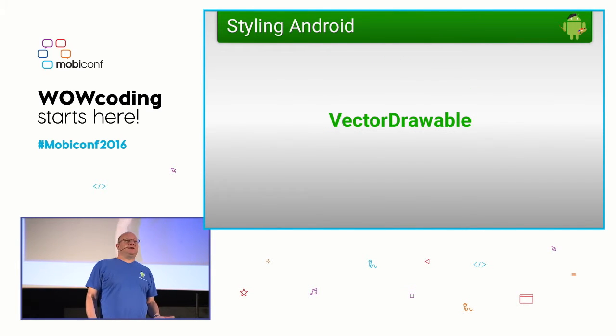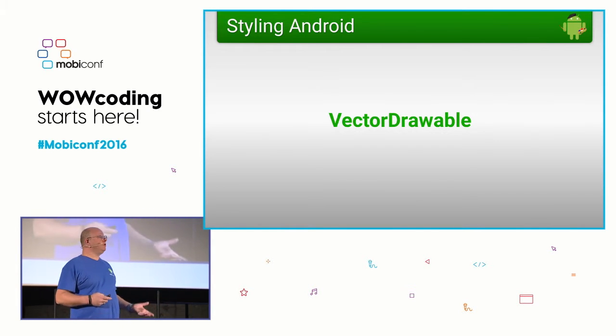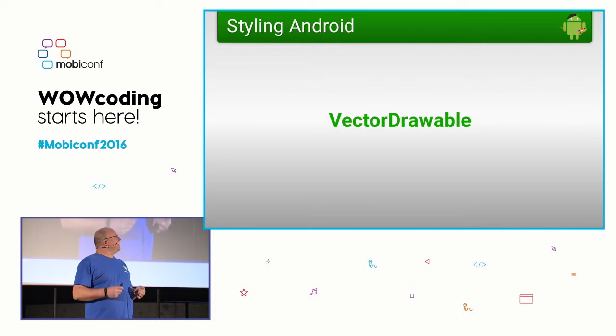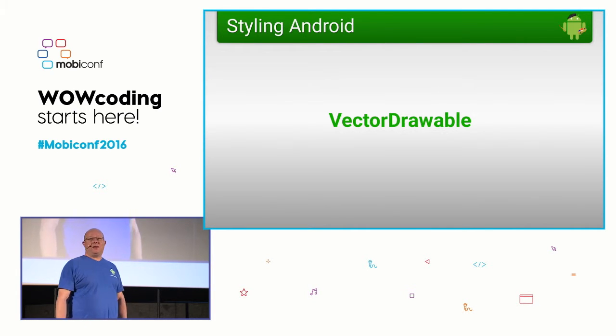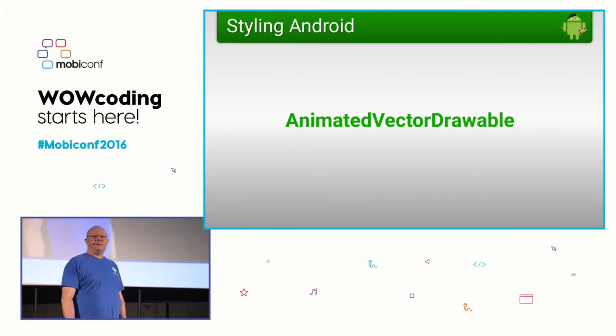So that's the basics of vector drawable. They do require some additional thought because they're a new concept. But when you break them down, they can be quite easy to understand. But I keep using the word animation. And there is another aspect to vector drawable which really excites me, and that is animated vector drawable.